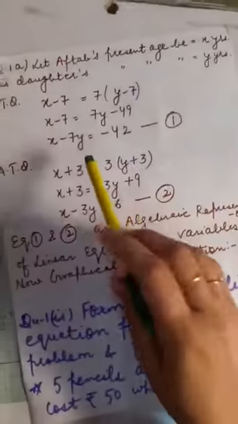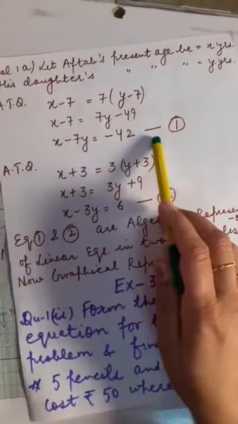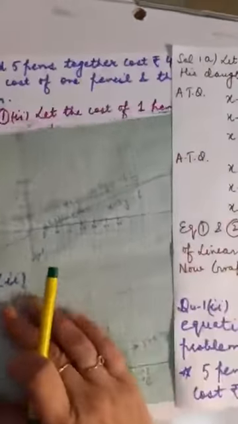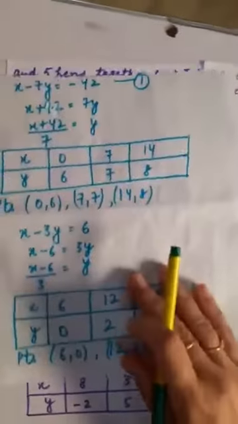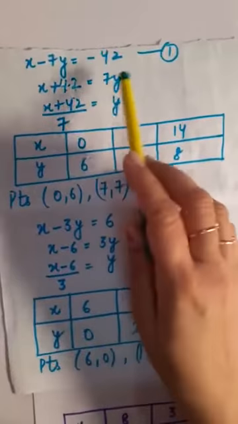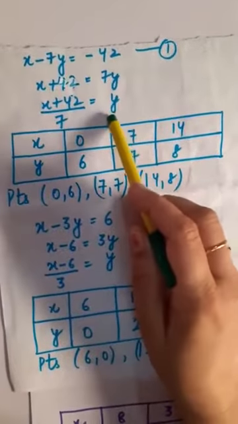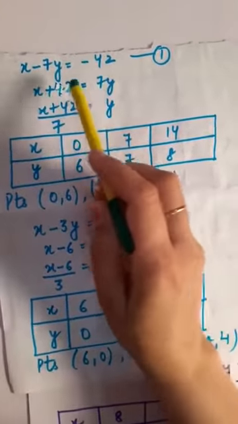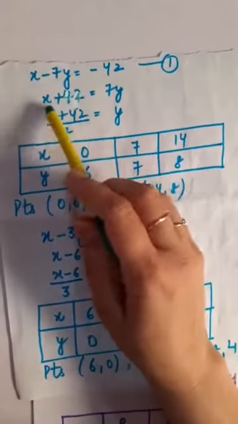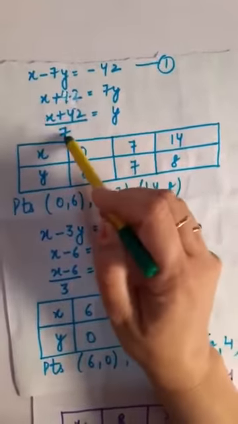Look children, these both equations, x minus 7y is equal to minus 42 and x minus 3y is equal to 6, I am going to write here. This is the very first equation, x minus 7y is equal to minus 42. Through this you calculate the value of y. This 7y I have brought on this side, so y is x plus 42, divided by 7.